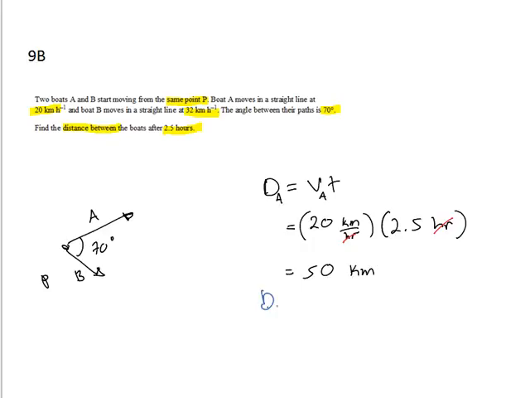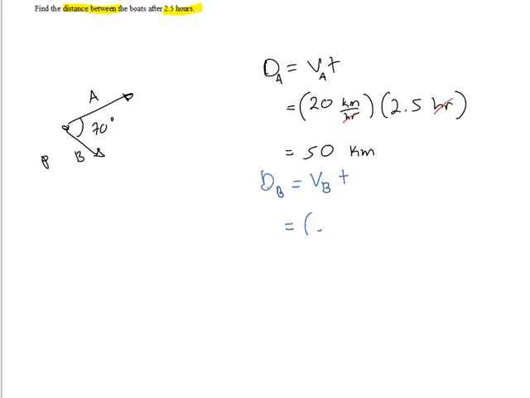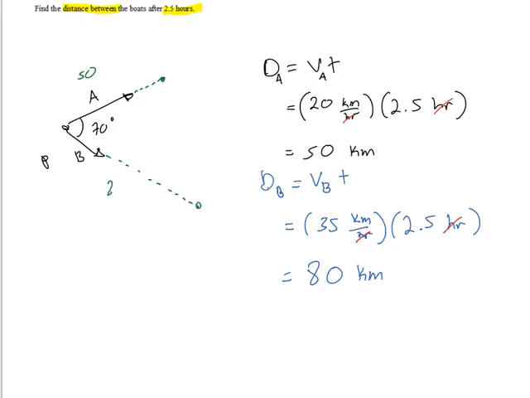For boat B, the distance that boat B travels, that'll be the same calculation. It'll be the velocity of boat B times the time taken. The velocity of boat B is a little bit different. It's 35 kilometers per hour. Multiply that by the same 2.5 hours of travel. Once again, hours times per hour cancel. And we get 35 times 2.5, or 80 kilometers. So what this tells us is that boat A travels a total of 50 kilometers, and boat B travels a total of 80 kilometers.